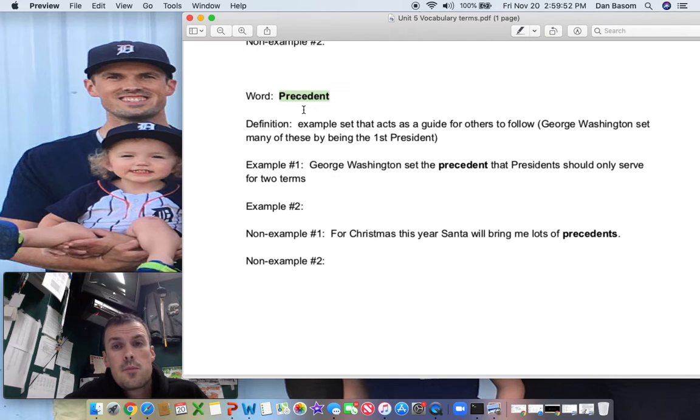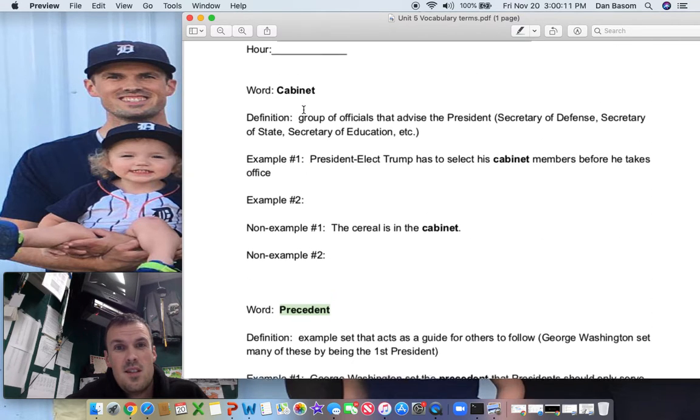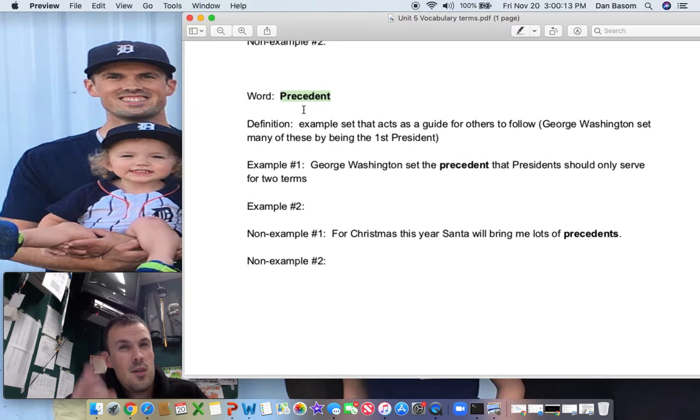Example number one. George Washington set the precedent that presidents should only serve for 2 years. I'll give you a second example. A precedent set by George Washington for other presidents to follow is that all would have a cabinet, which is a group of advisors. See how I did that there? I combined both your vocabulary words. What can I say?